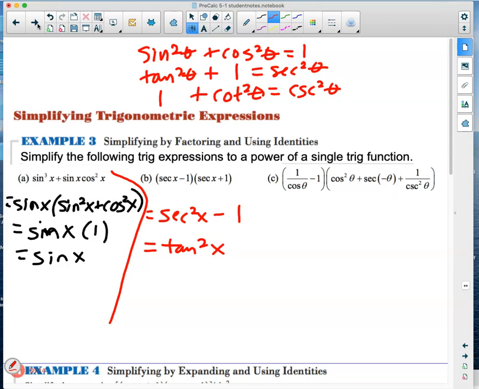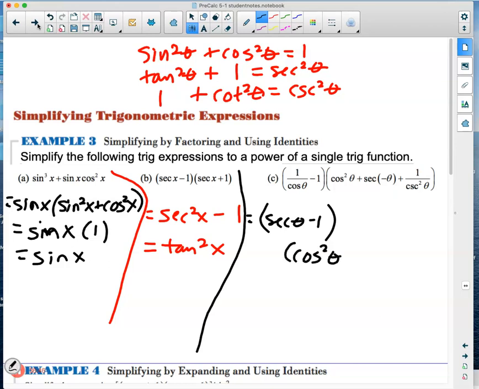C is messy. Do you agree? They're hiding stuff. How do I know they're hiding stuff? Well, all of a sudden, instead of writing secant, they're writing 1 over cosine. They're hiding stuff. So, let's figure out what those are. So 1 over cosine is secant theta minus 1. And then, I'm not going to be able to fit that on the same line because I write too big. Cosine squared theta plus, I'm going to leave it secant negative theta for just a minute, plus 1 over cosecant squared, sorry. What would that be? If you flip cosecant, you get sine.